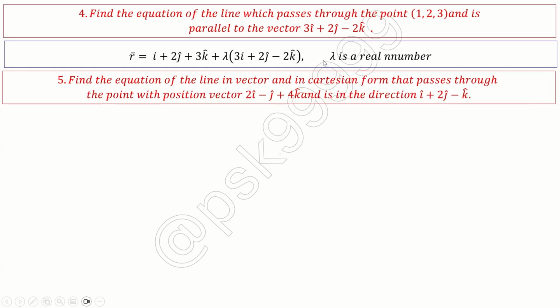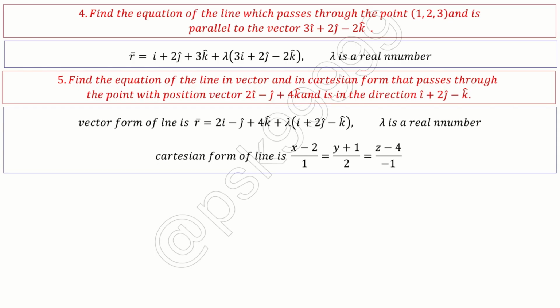That's it. Okay. Find the equation of the line in vector and in Cartesian form that passes through the point with the position vector 2i minus j plus 4k and is in the direction of i plus 2j minus k. This is a straightforward question for vector form. Vector form is very straightforward. I just put this one and lambda times the direction, where lambda is the real number.